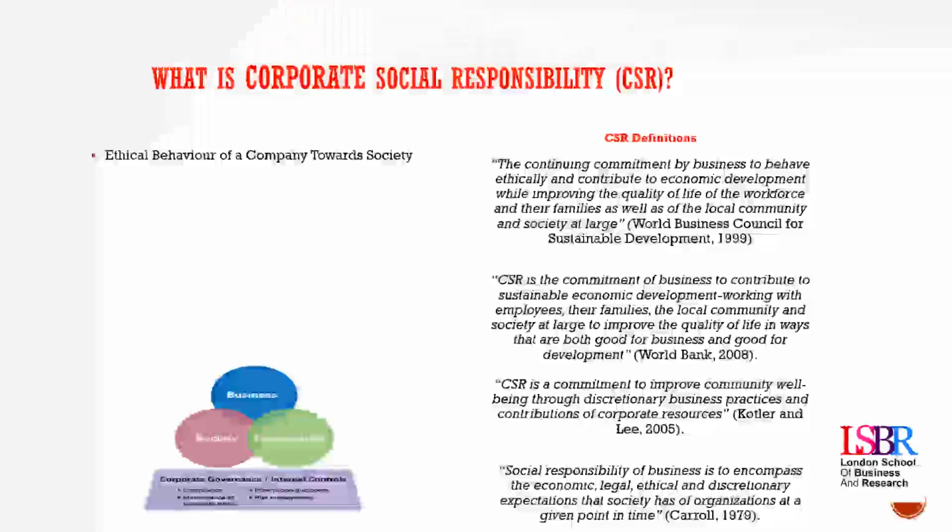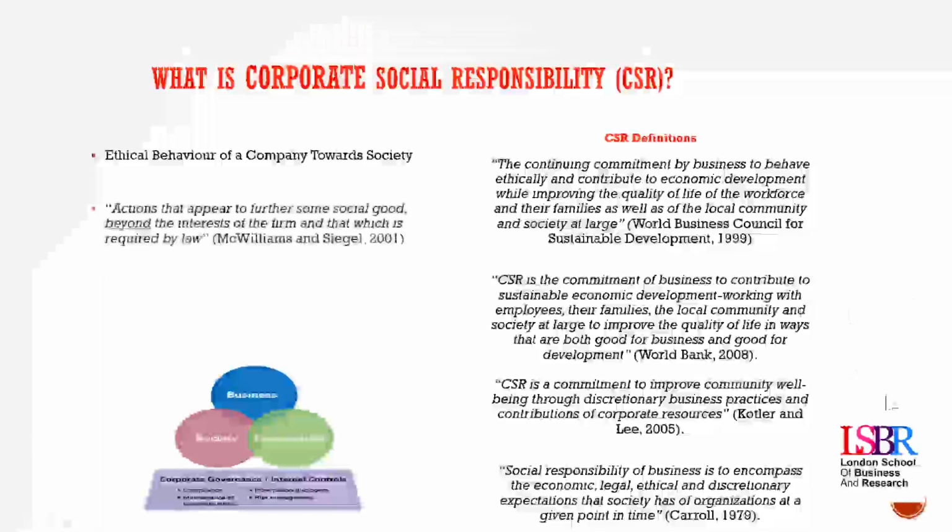So it's about ensuring that the organization is aware of the economic impact, the legal impact, the ethical impact, and the discretionary expectations that society in general has of a business. So it comes back to that ethical behavior component. That's one way in which we can understand what CSR is. Now, consider actions that appear to further some social good beyond the interest of the firm and that which is required by law. This is quite important. Increasingly, CSR is becoming more of a legal obligation. There are some elements of CSR that companies now legally have to abide by.